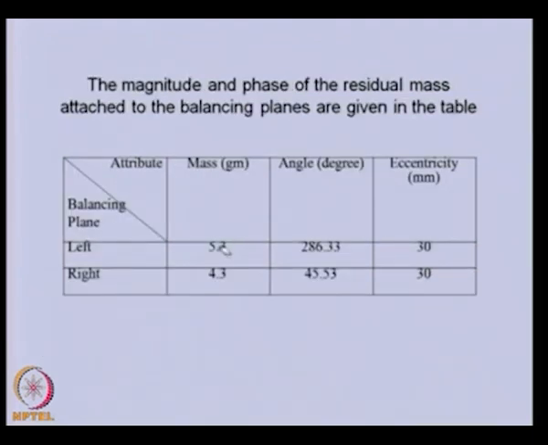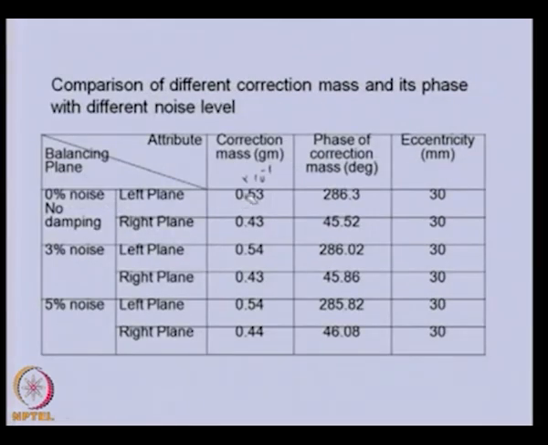So these are the assumed residual unbalances in the left plane and the right plane of the disc, and these are the ones estimated using the influence coefficient method directly from the responses. So they are matching quite well.